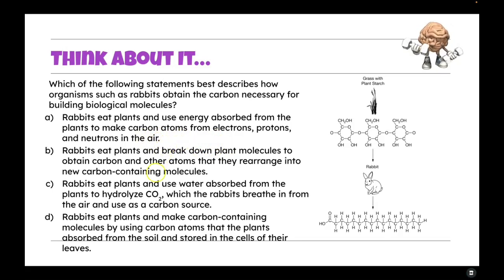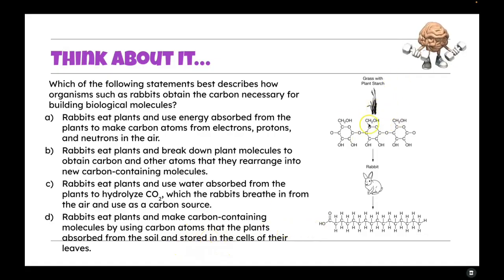That's not in biology. It can't be C because it talks about hydrolyzing carbon dioxide, and so this basically is photosynthesis, and rabbits can't do photosynthesis. Remember, only producers can, which are like plants. And then option D is suggesting that plants get carbon from the soil, but we know plants get carbon from carbon dioxide in the air during photosynthesis.